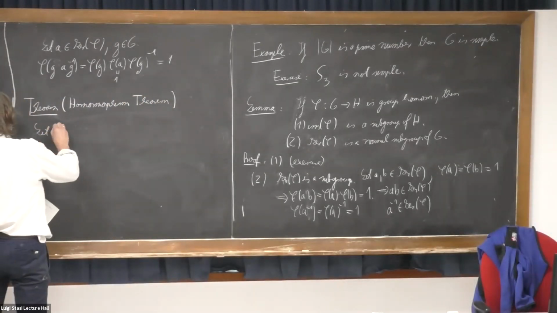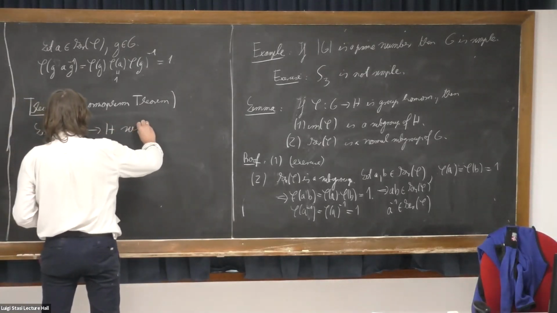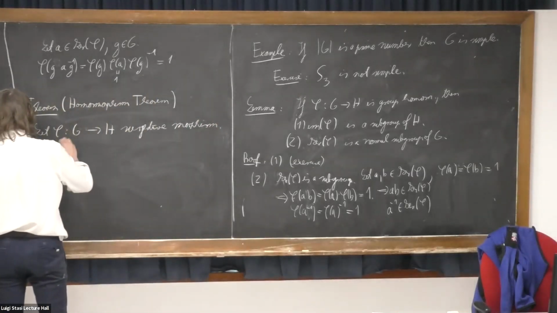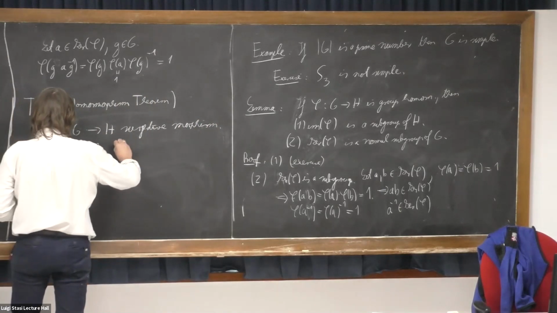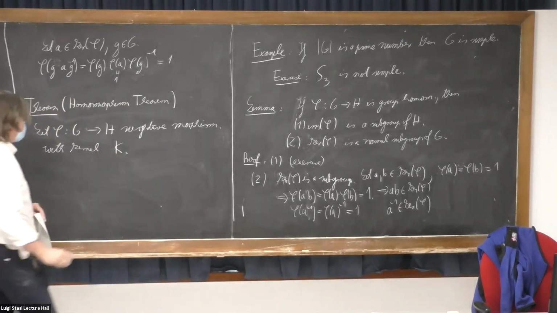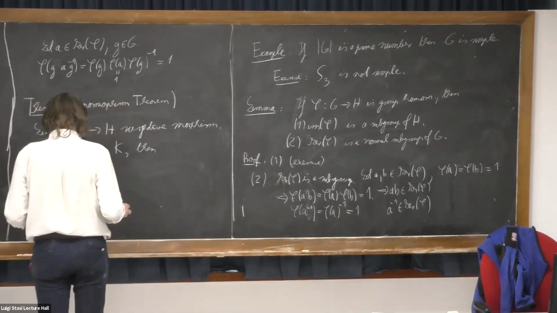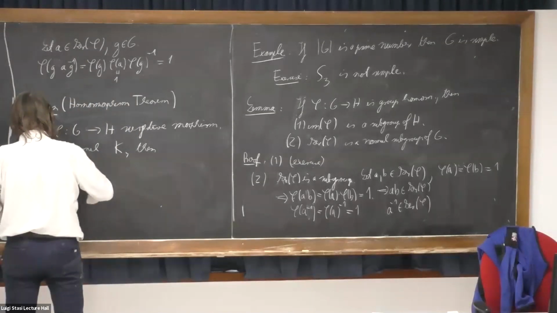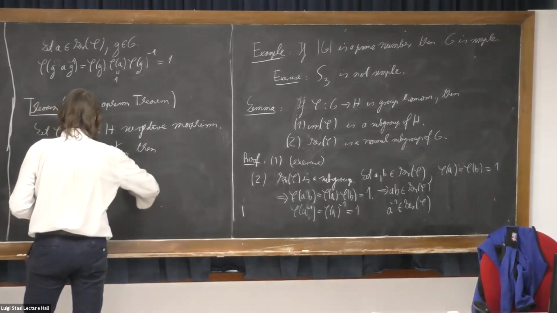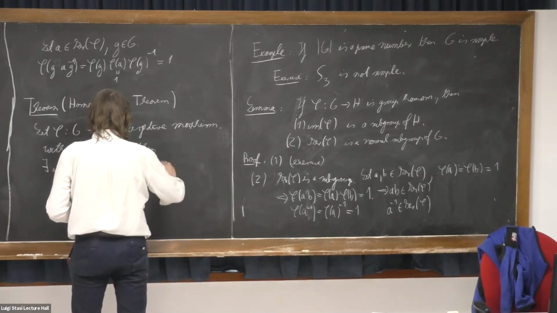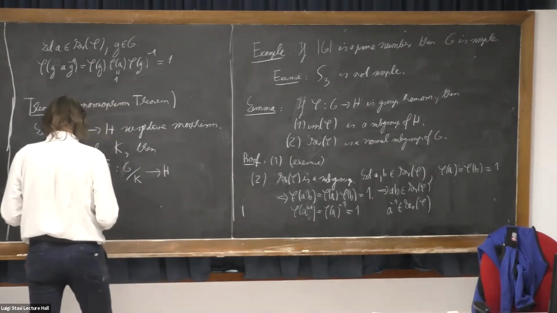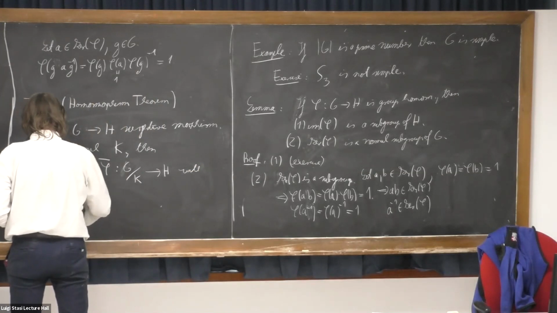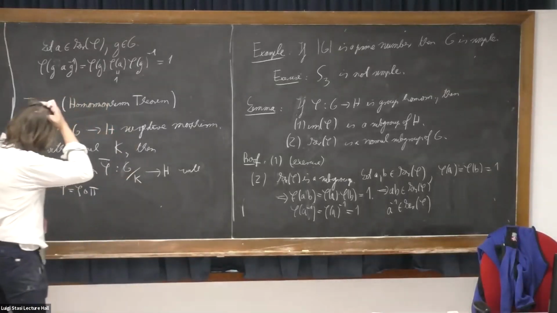So let P from G to H be a surjective homomorphism. Then there exists an isomorphism P bar from G mod K to H, which satisfies that P is equal to P bar composed with pi. The pi was this canonical projection.